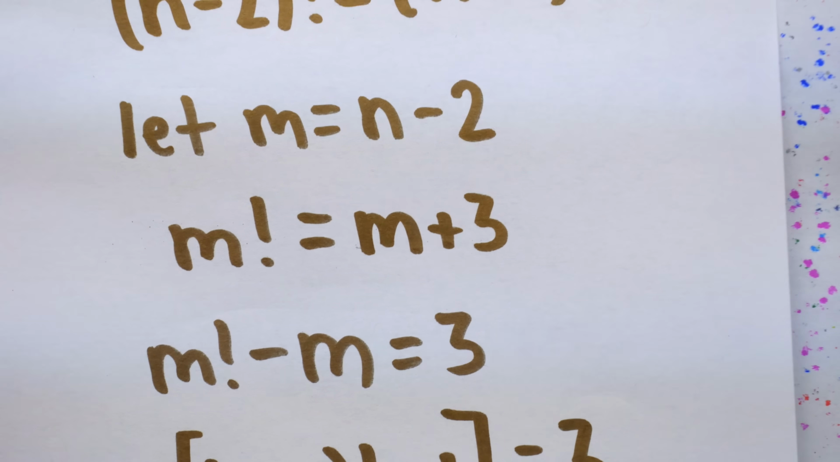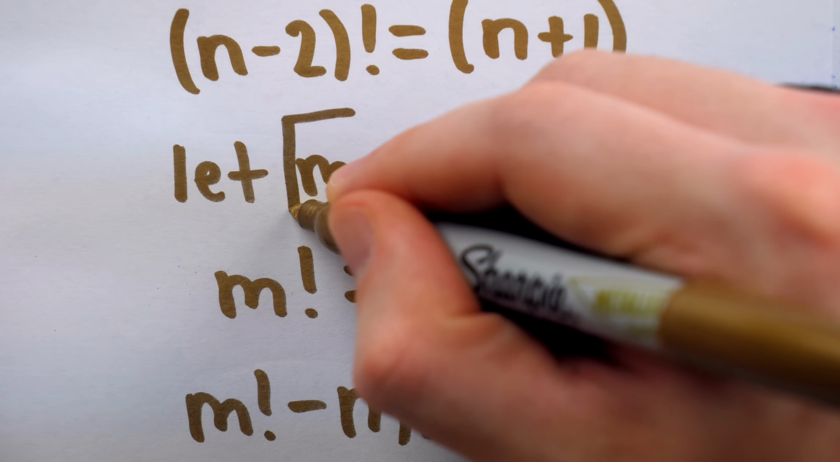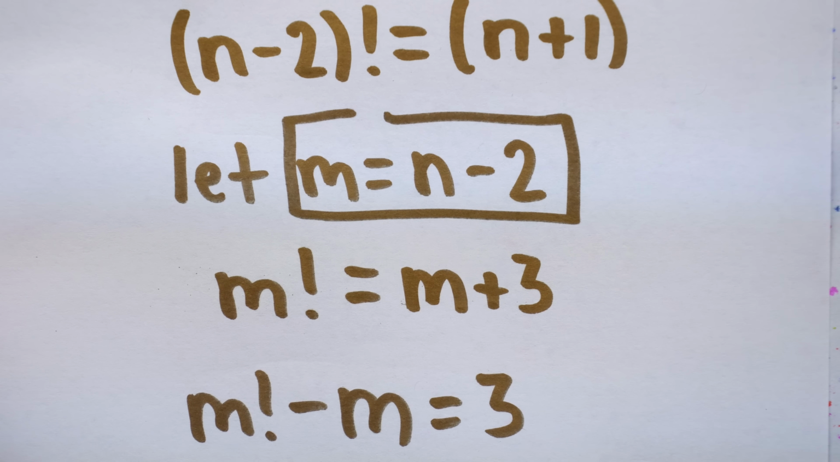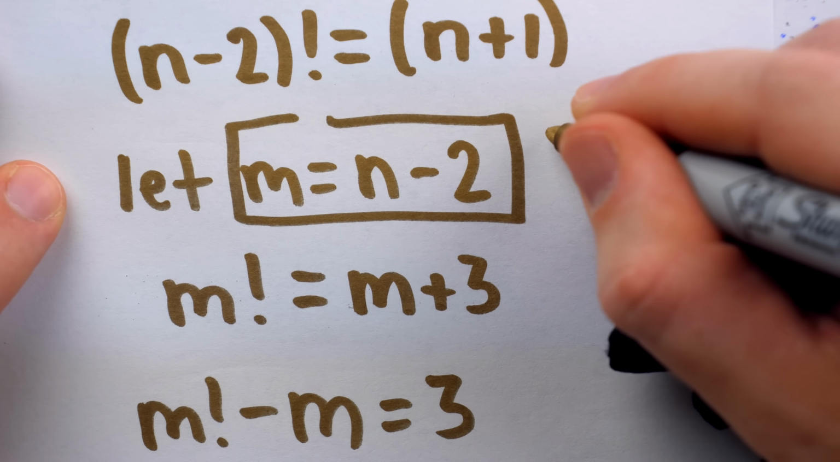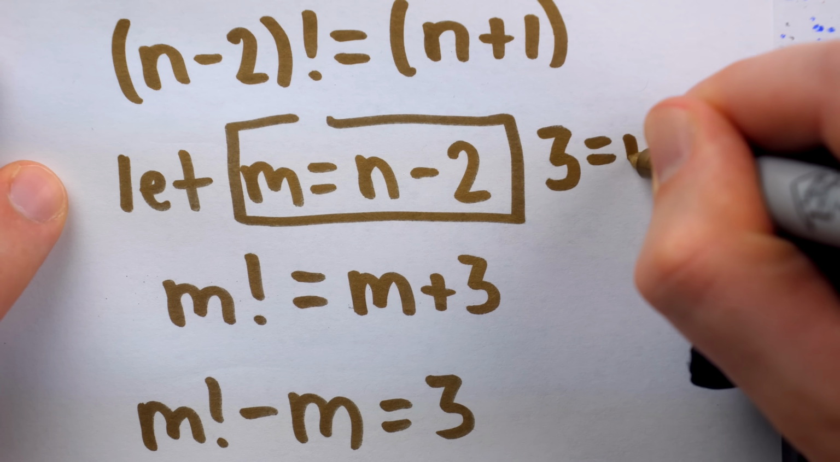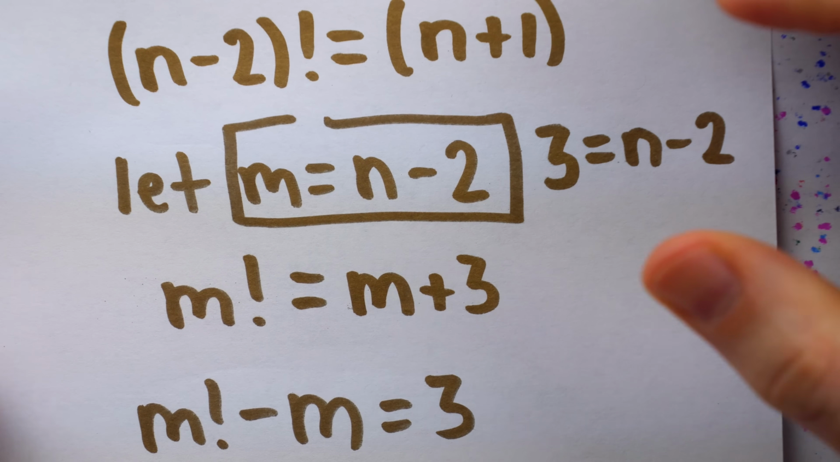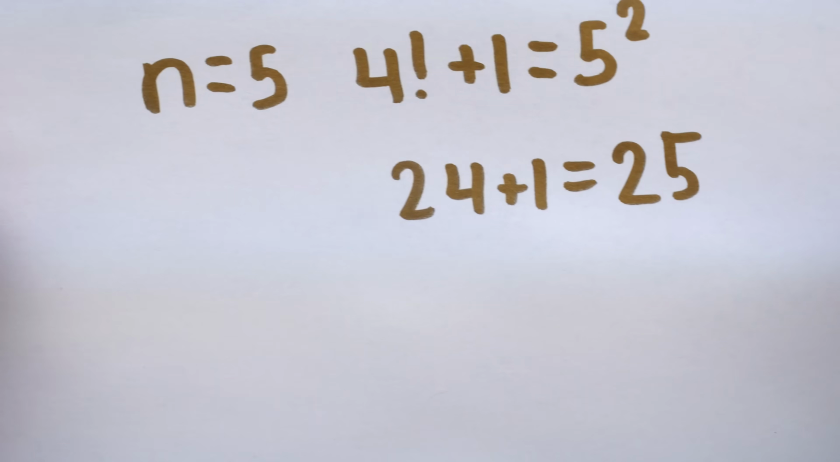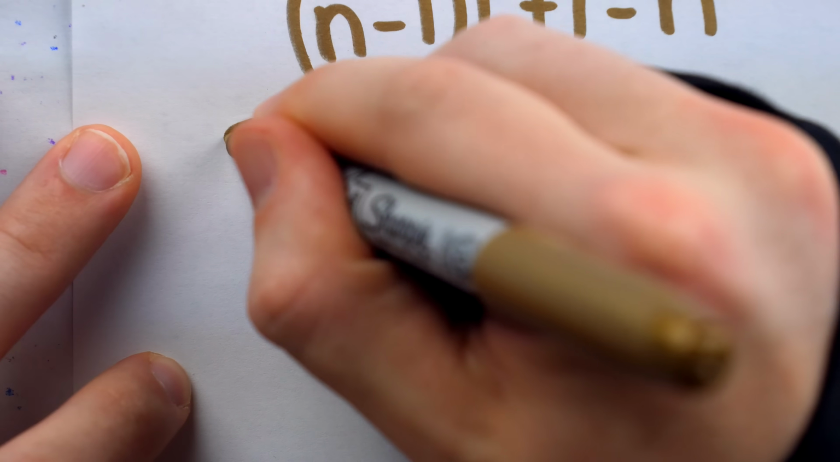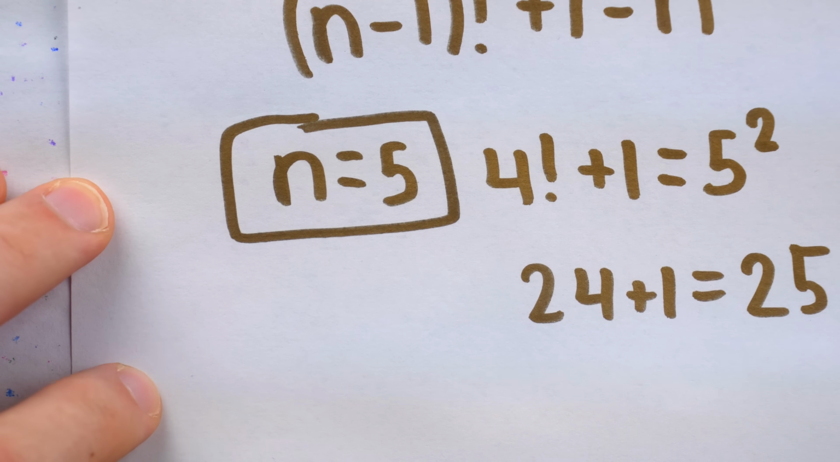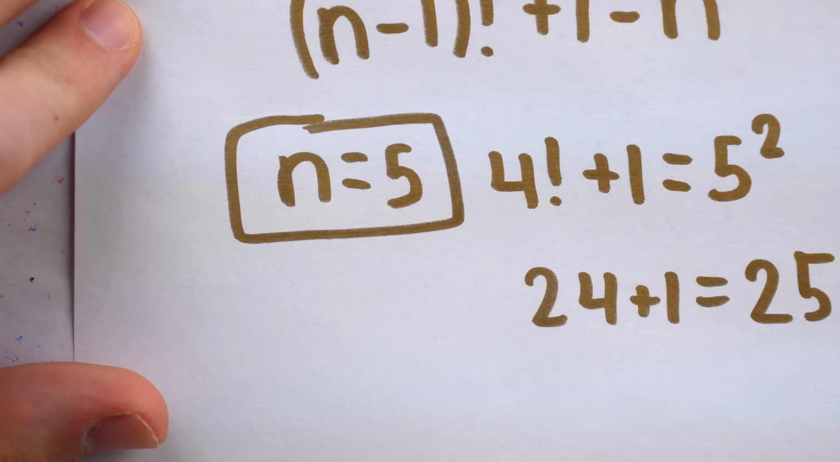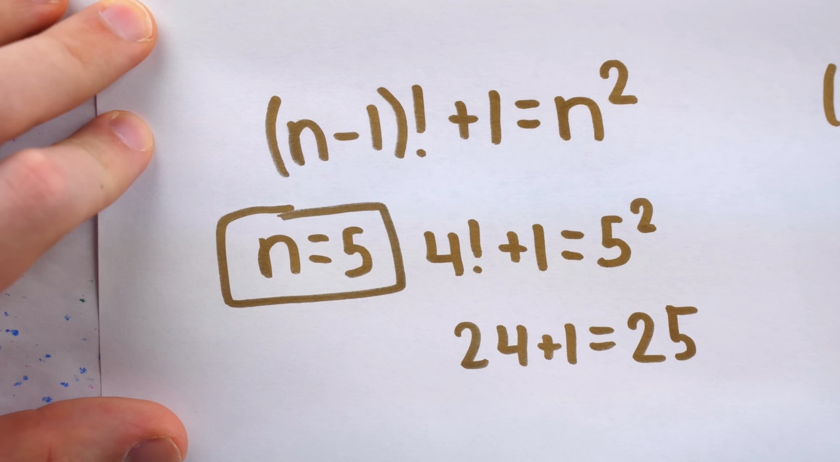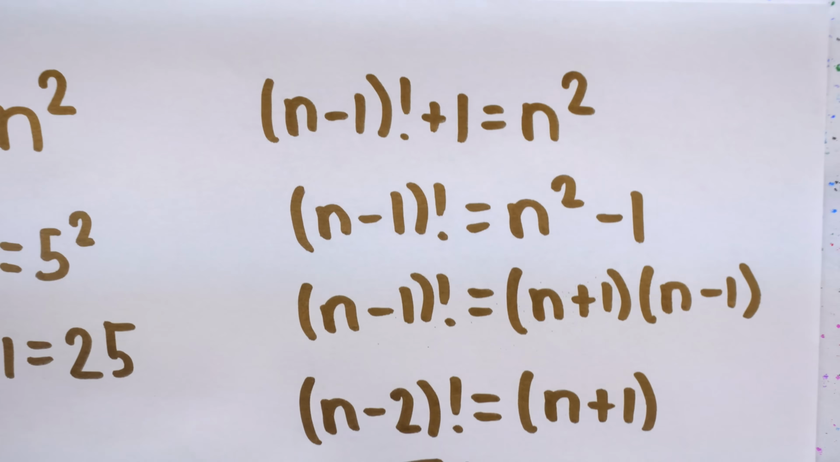More importantly though, going back up to m's defining equation, m equals n minus 2. So if m is 3, well that means that 3 equals n minus 2, and thus, of course, we add 2 to both sides and get the same solution as before, n equals 5. Yeah, factorials are always fun, so you've got your 200 IQ guess and check solution, and this one here.